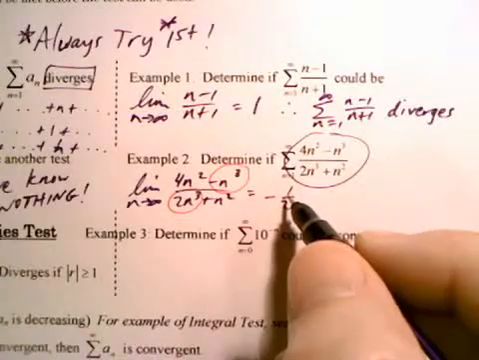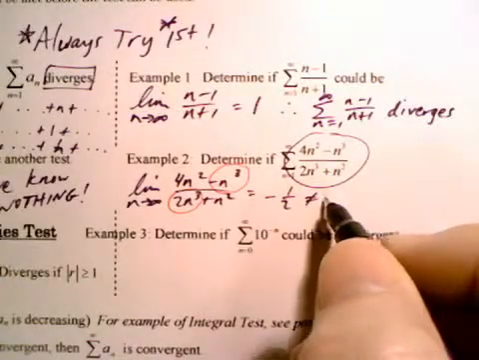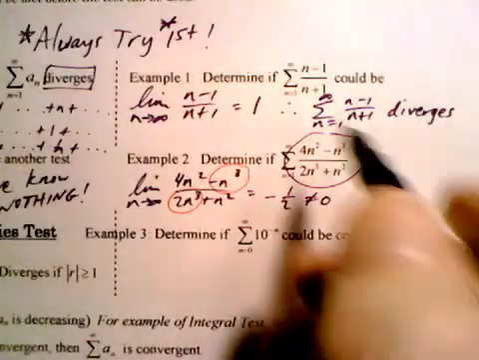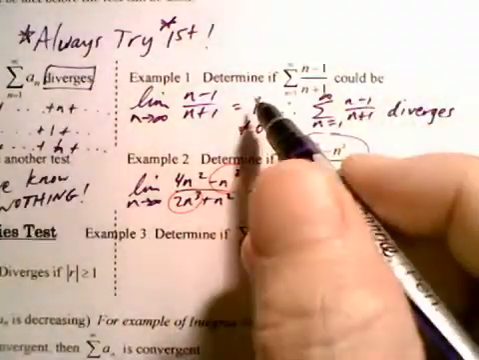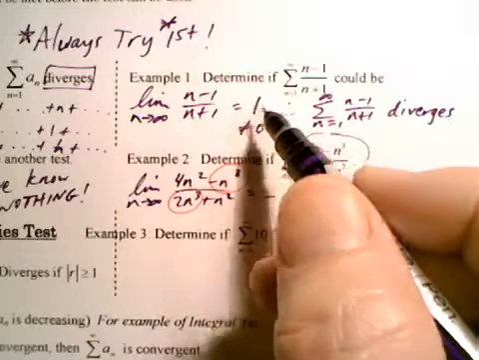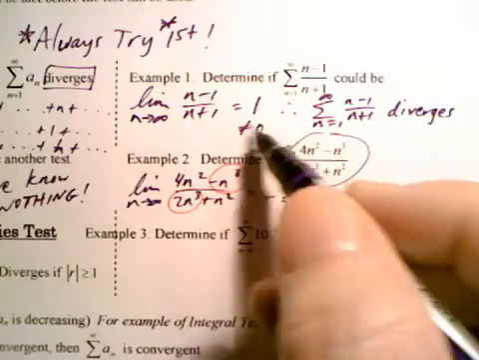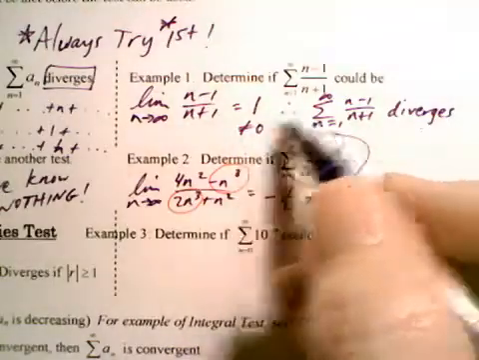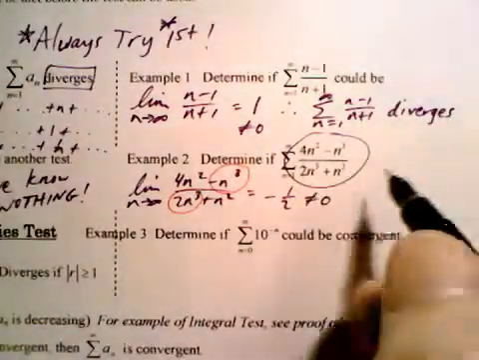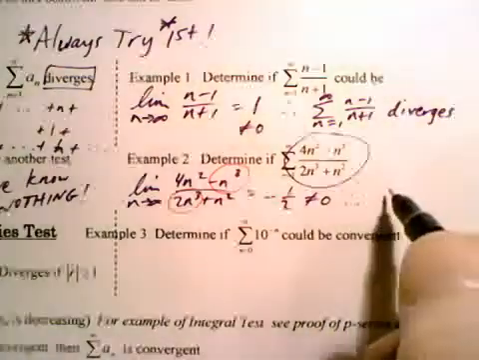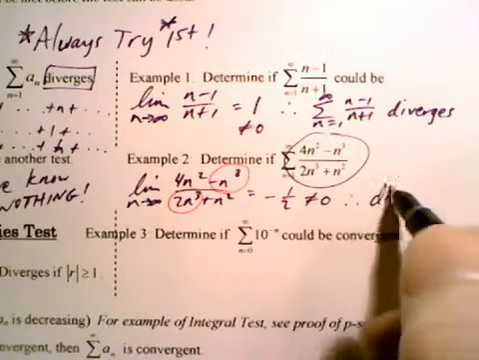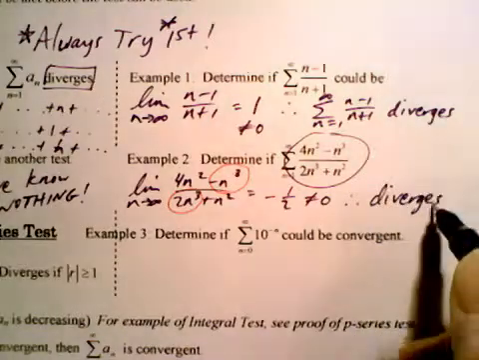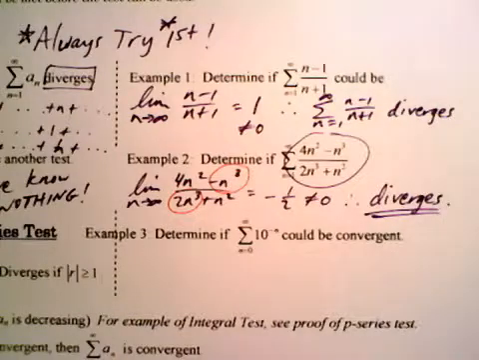Well, guess what? That's not equal to 0. Oh, I should have said that up here: equals 1, not equal to 0, therefore. So you have to acknowledge that what you get as a limit is not 0. Therefore, that's what you can conclude. Therefore, the series diverges. Let's just say therefore diverges. Okay. All right, so there's test number 1.